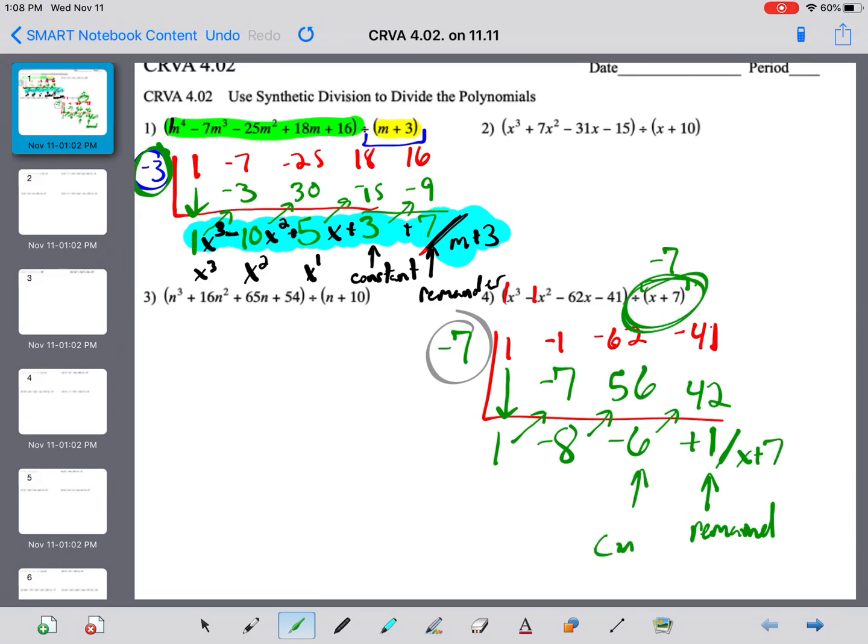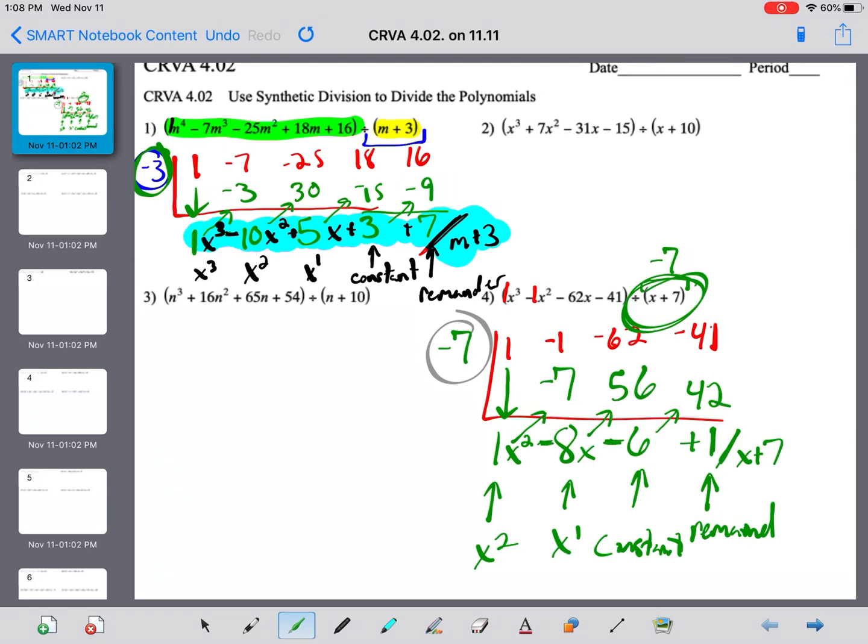This is our constant. This is our x to the 1. This is our x to the 2. If there were more numbers to the left, it'd be x to the 3, x to the 4, x to the 5. Let's put those x's in. So this is 1x squared. It's a negative 8, so minus 8x minus 6 plus 1 over x plus 7.